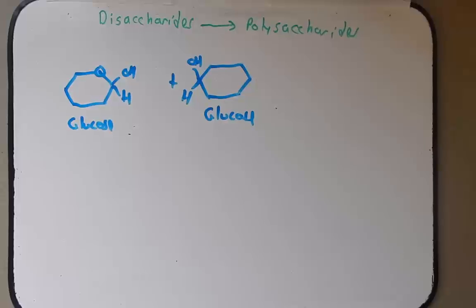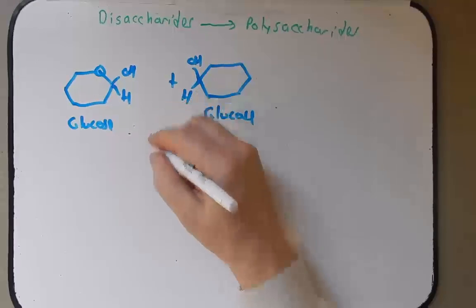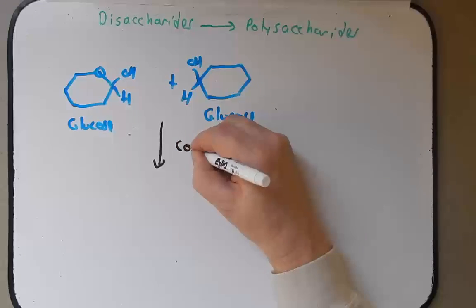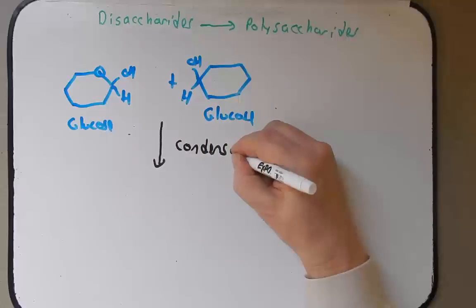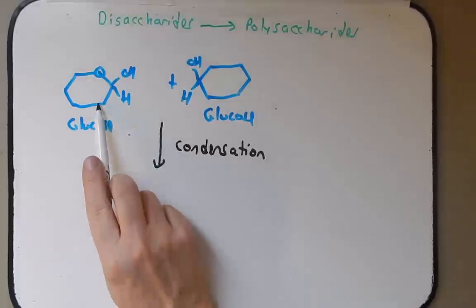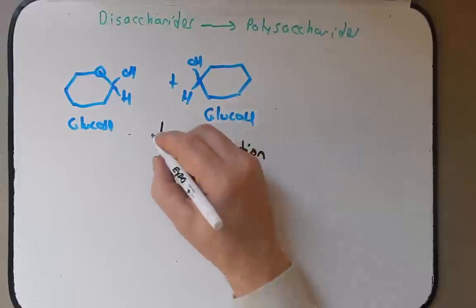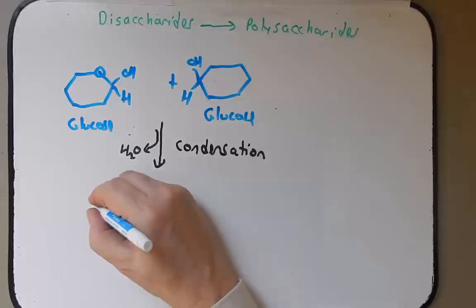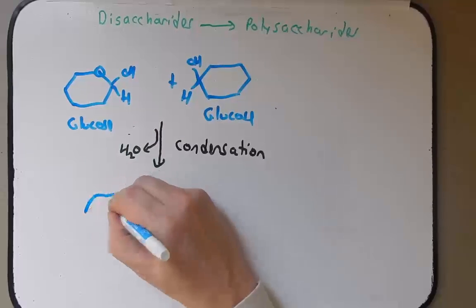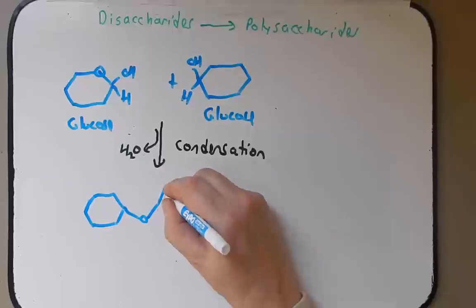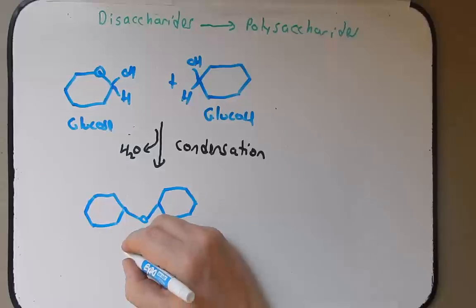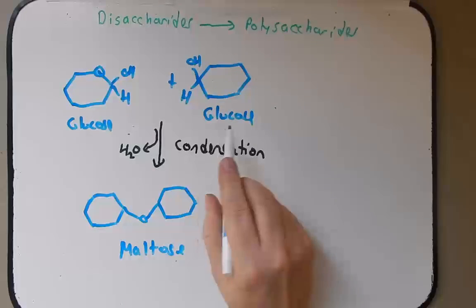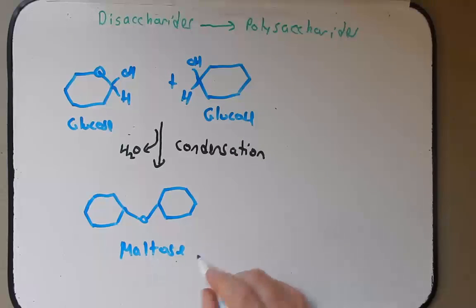So remember, when we build a larger molecule like this, we call this a condensation reaction. Condensation reactions will take these two monomers, put them together, and release water. So let's look at what this disaccharide looks like. And the resulting disaccharide here is called maltose. So you should know that one glucose plus another glucose equals maltose, which is a disaccharide.